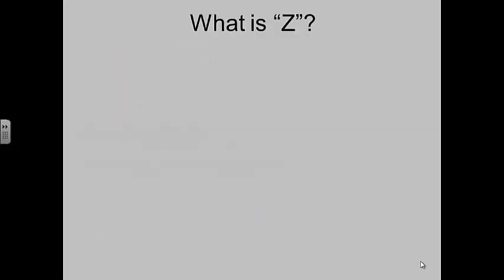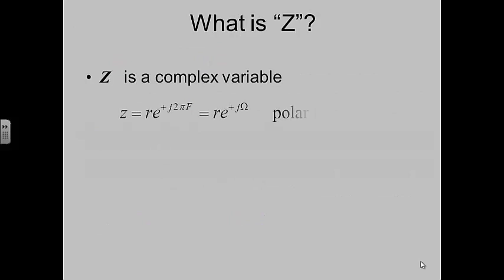Okay, so what is Z? It is a complex variable. Well, so is S, right? Remember Laplace transform? You had S domain, you had the S plane. And S was a complex variable. It had a real part that we called sigma, and it had an imaginary part we called j omega.